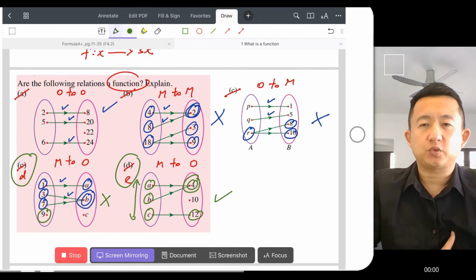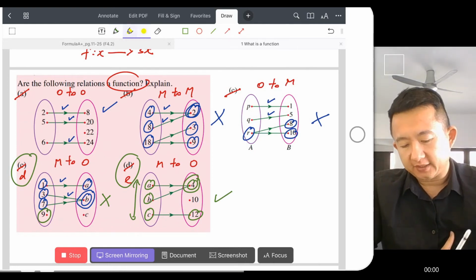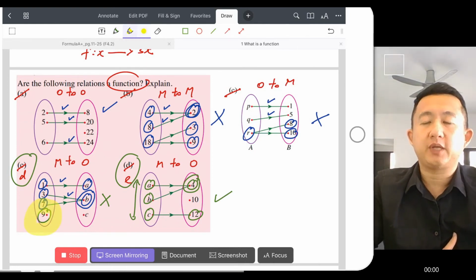Every input has only one output. And in this case, not every input has an output. So this is not a function.